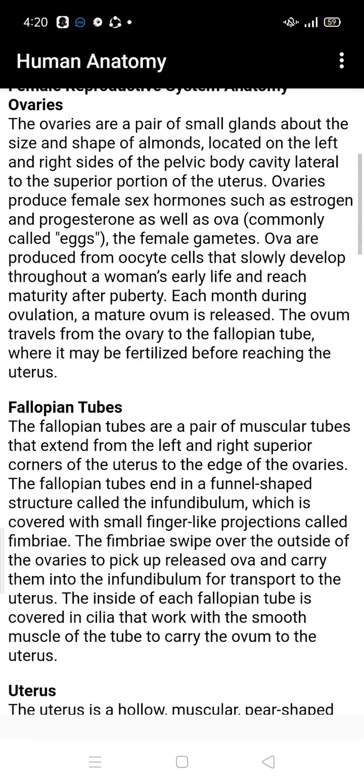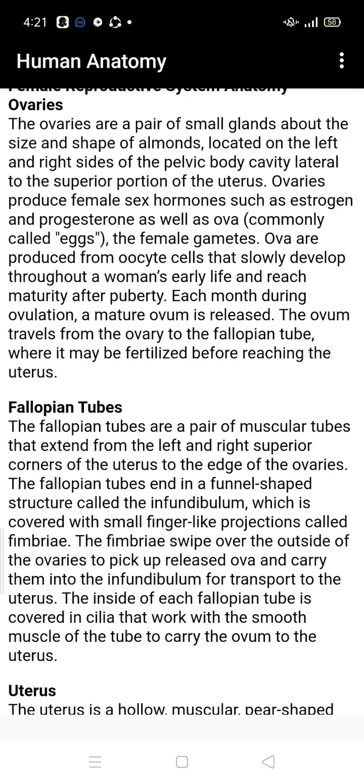So now we are coming to discuss the fallopian tube. What is the fallopian tube? The fallopian tubes are a pair of muscular tubes that extend from the left and right superior corner of the uterus to the edge of the ovaries. The fallopian tube ends in a funnel-shaped structure called the infundibulum, which is covered with small finger-like projections called fimbriae.